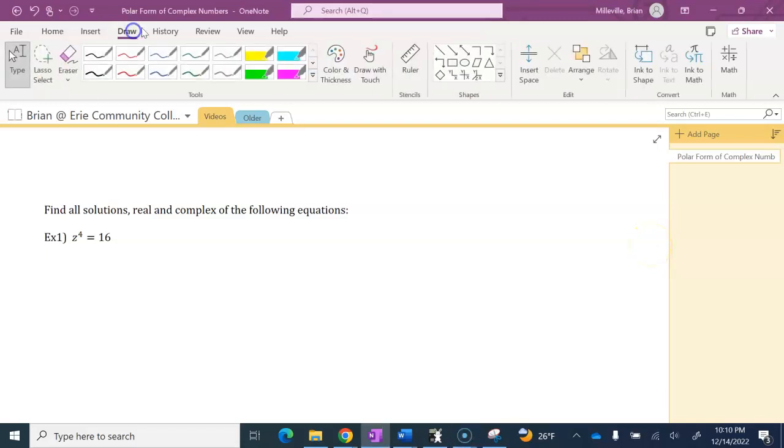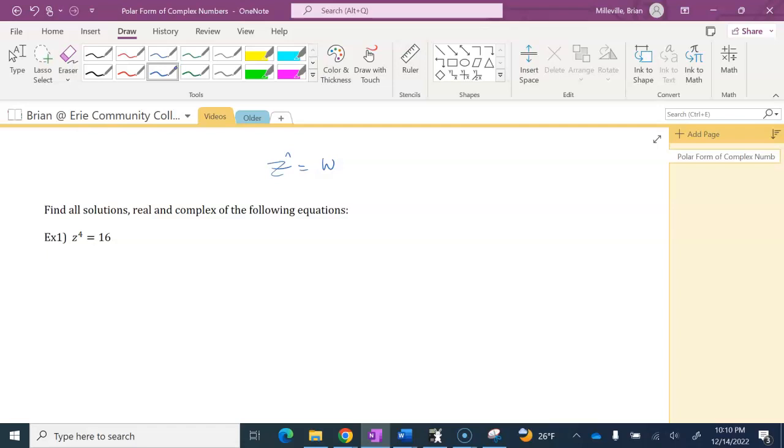Okay, welcome back. In this video, we're going to discuss what's often referred to as finding all the nth roots of a given number, a given complex or real number. I like to think of it more in terms of solving an equation of the form z to the nth power equals a given complex number. So we're thinking about z and w being real or complex numbers here, finding all solutions, real or complex, to that given equation.